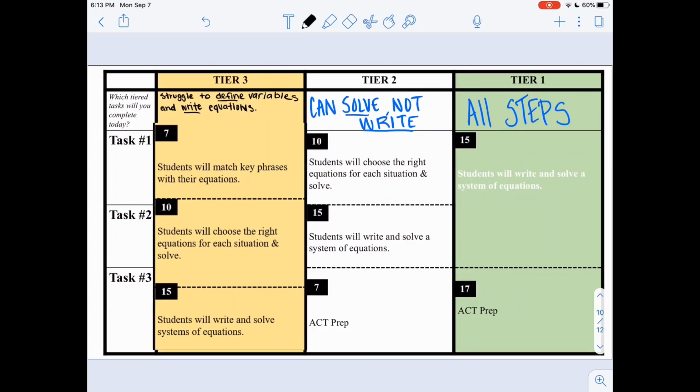For Tier 1 students, you were confidently able to write both equations and solve for x, so you will begin by writing and solving a system of equations. For Tier 2 students, if you're given the equations, you're able to solve them, but you struggle with writing them, so you will begin by choosing the right equations for each situation and solving them before moving on to the Tier 1 task. For Tier 3 students, we struggle to define the variables, so we're going to begin by matching key phrases with their equations before you move on to the Tier 2 and then Tier 1 task.